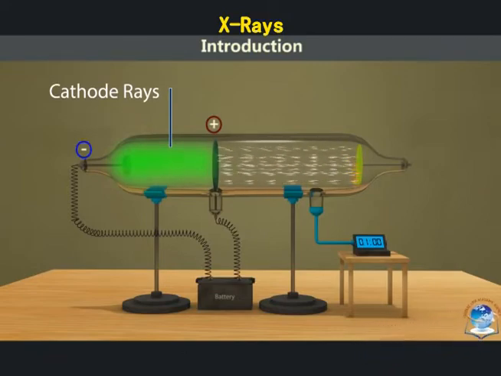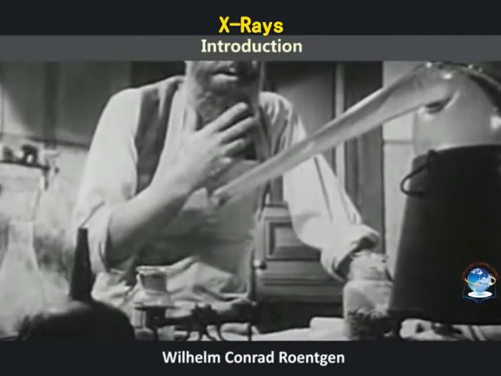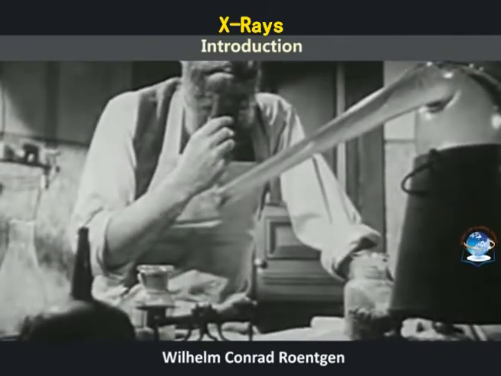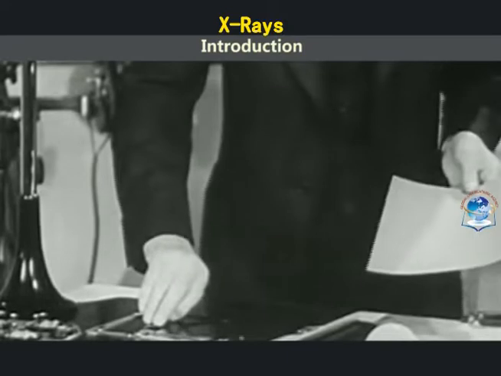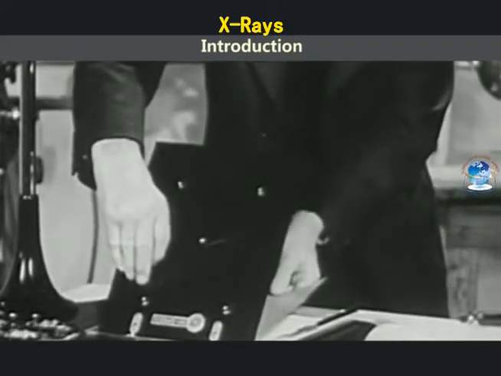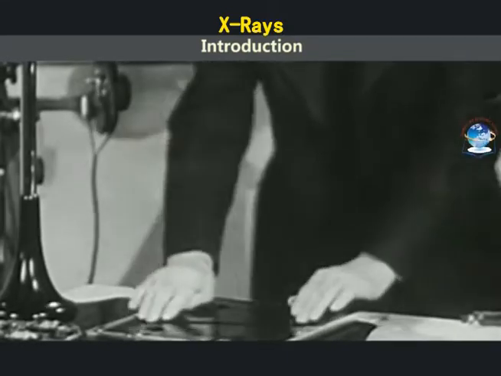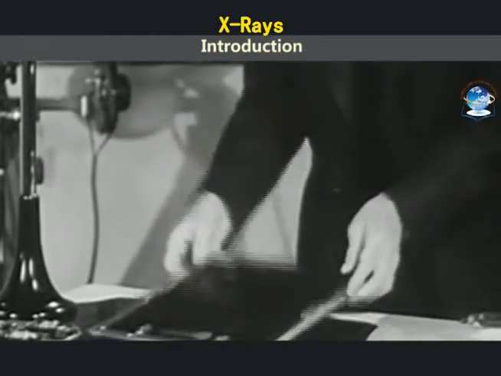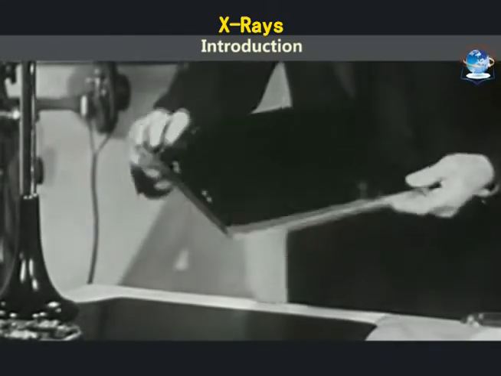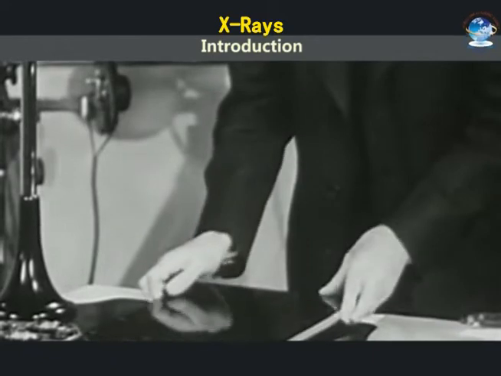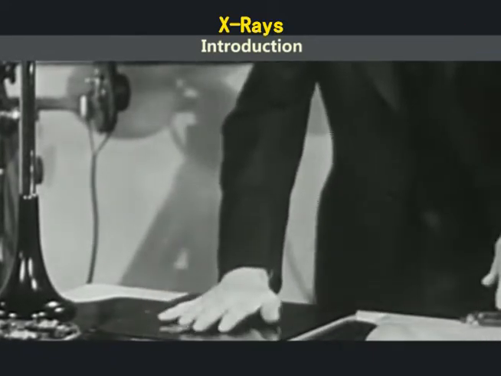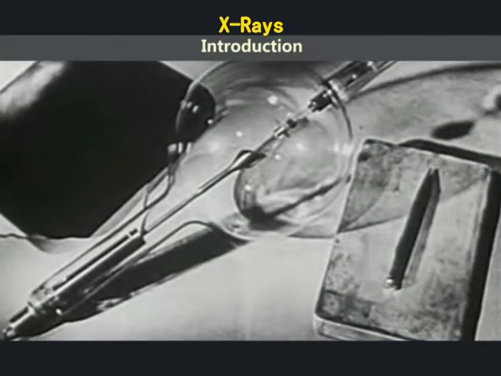X-rays were discovered by Wilhelm Conrad Röntgen in 1895. He had photographic plates which were kept in a dark container so that light could not get to these plates. These were then kept in a drawer. For some reason, Röntgen decided to develop the plates after having played with his cathode ray tubes.